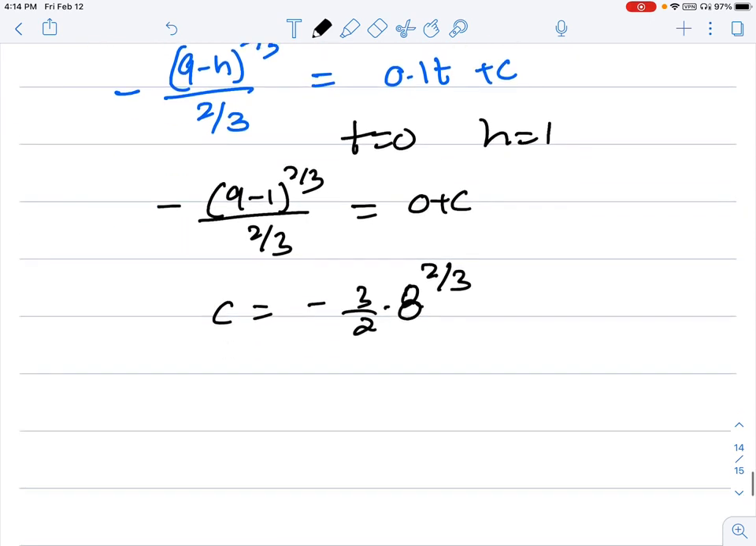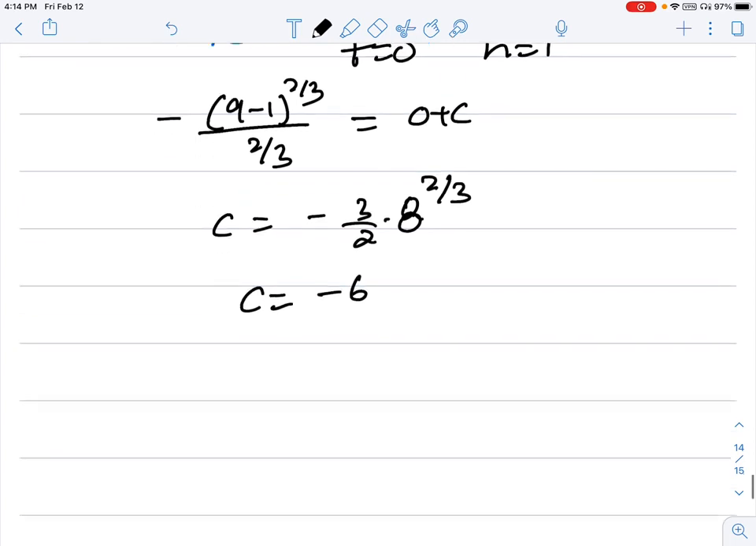From there, 8 to the power 2 upon 3 is 2 cubed, squared, so 4, and 3 by 2 times 4 is 6. So I got c equal to minus 6. So what is my equation? Minus 3 upon 2 times (9 minus h) to the power 2 upon 3 is equal to 0.1 t minus 6.